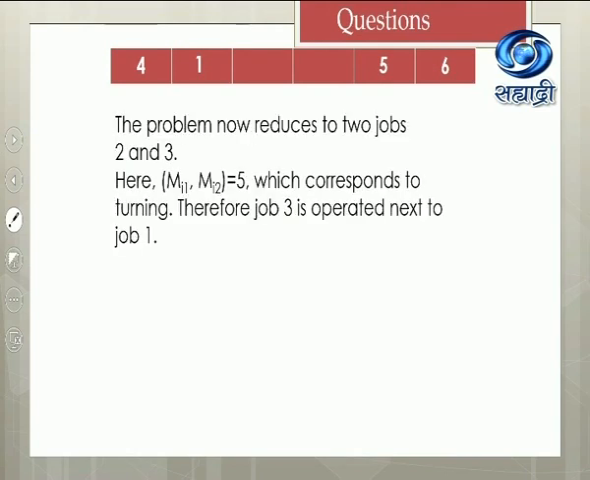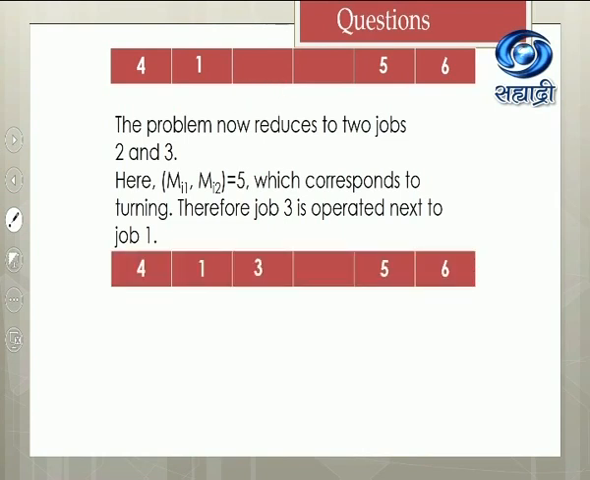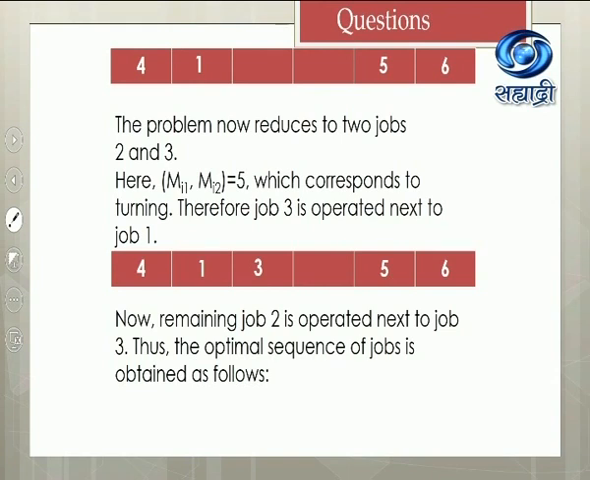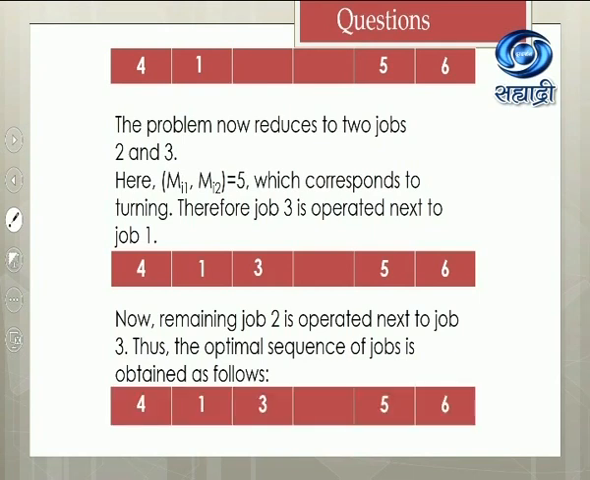Now only 2 and 3 remain. The minimum from 2 and 3 is 5, which corresponds to turning. Therefore job 3 is operated next to job 1. You will write from the left-hand side again as discussed earlier. So 3 will come and lastly you will just put 2 over there. So the remaining job 2 is operated next to job 3. Thus the optimal sequence of jobs is obtained as follows: 4, 1, 3, 2, 5 and 6.